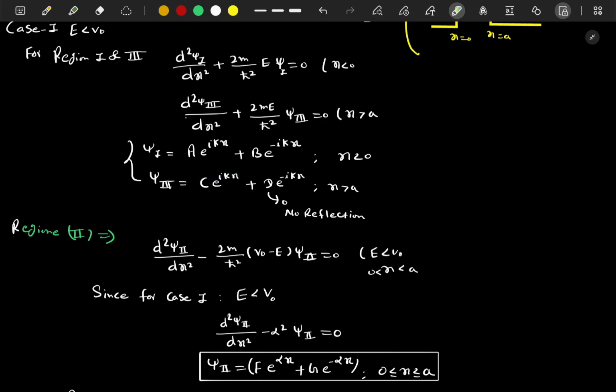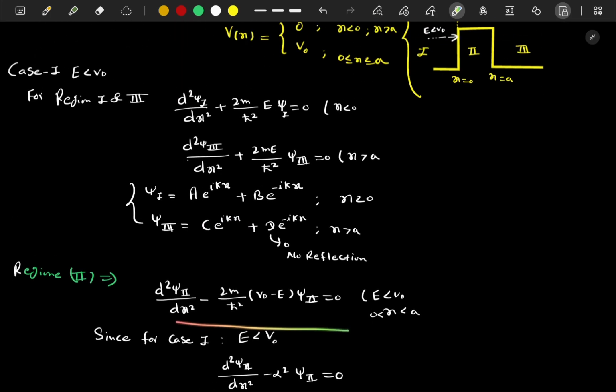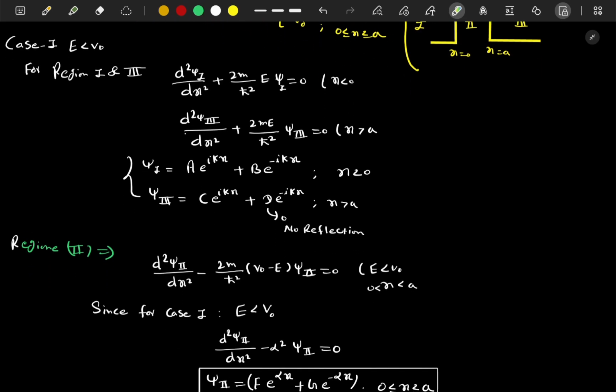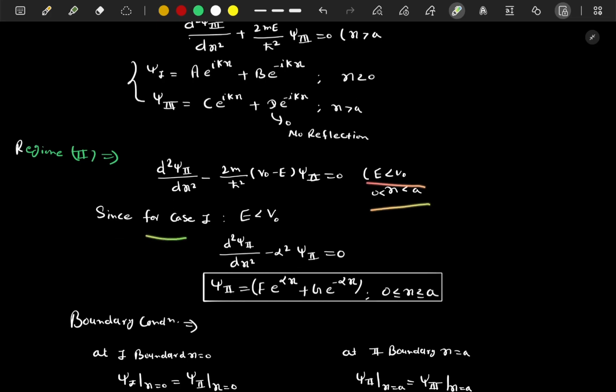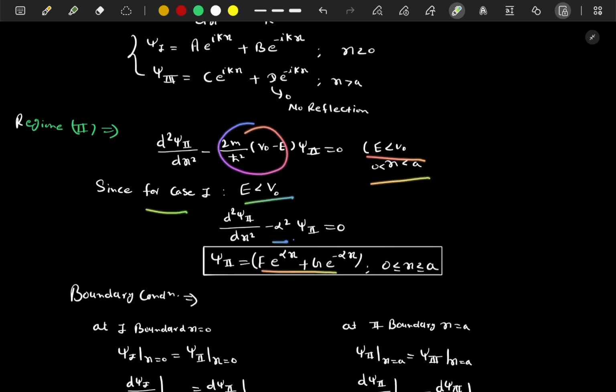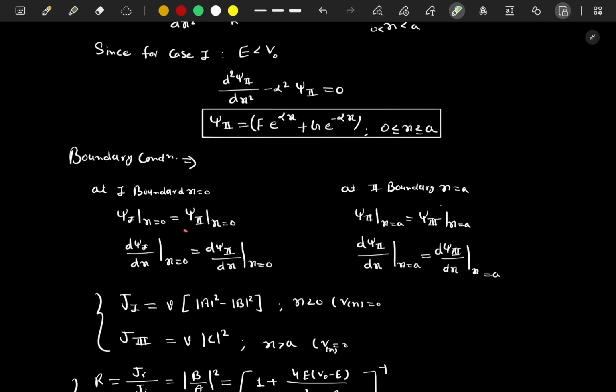Now what will happen in region second? Now E is less than V naught, that's why we have taken minus common outside. This is the reason. So when E is less than V naught, we have alpha square, and we have calculated the answer for this wave function: psi second equals F e raised to alpha x, because it will be in plus, so real values. Now we apply the boundary conditions for this and this.